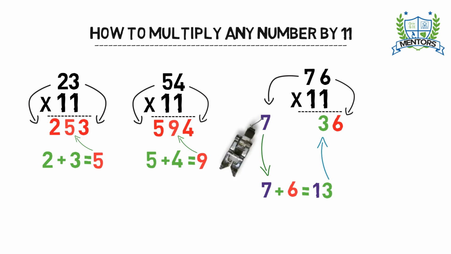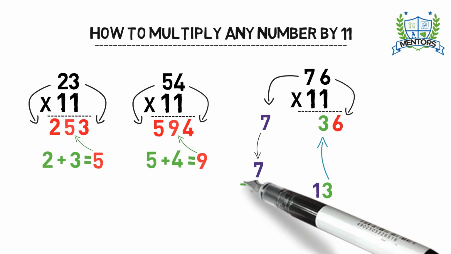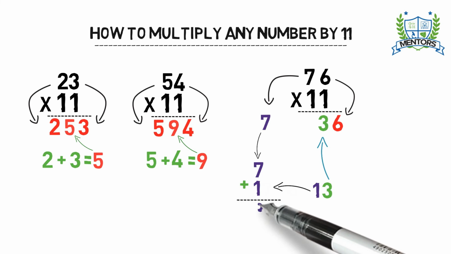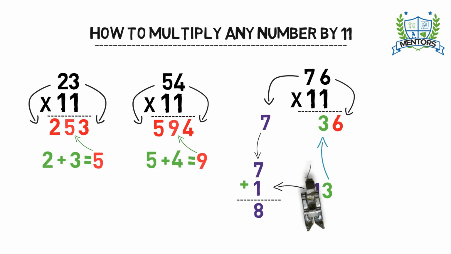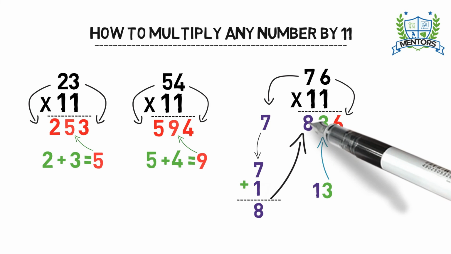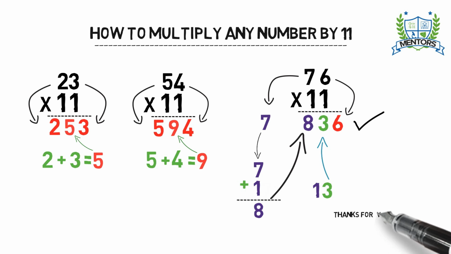To do that, we take the 3 right next to 6, and the carry forward 1 and the initial 7 we are going to add. So we take the 7 from there, we take the 1 from there, and 1 plus 7 is going to give us an answer of 8. We take this 8 right in front of 3, and the answer to 76 into 11 will become 836, and that's going to be the right answer.